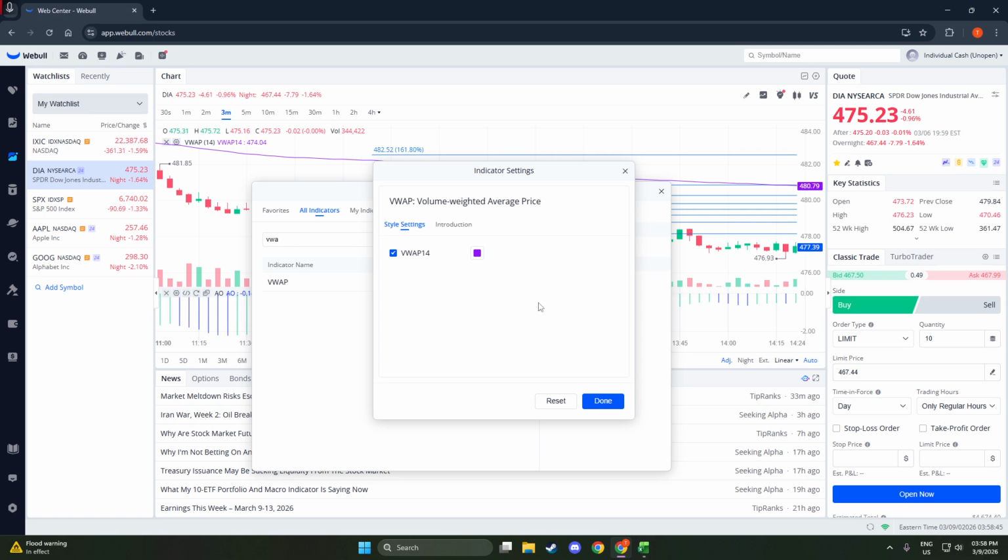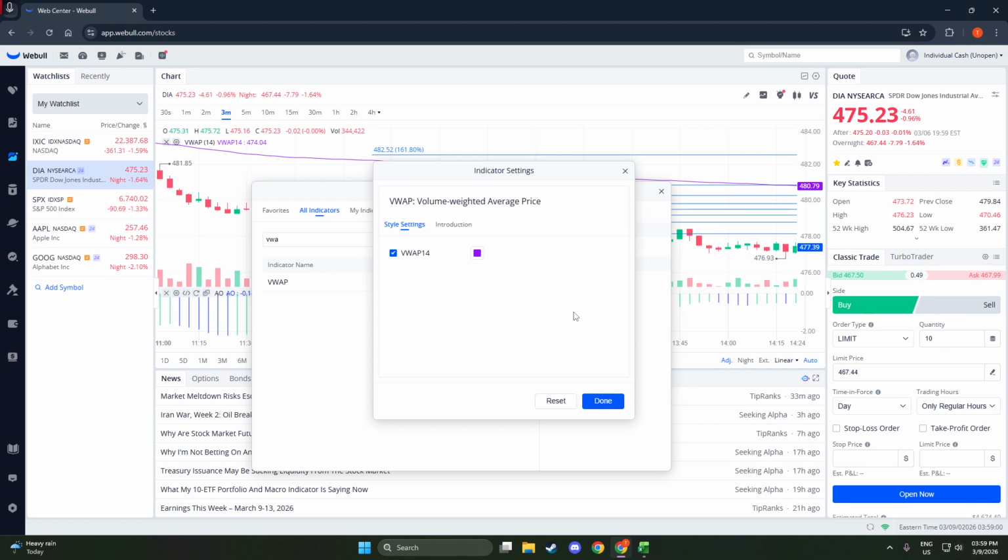Here's how to interpret what you're seeing. When price holds above VWAP, buyers have generally paid more than average, and the session bias is often bullish. When price sits below it, the bias leans bearish. Some traders look for pullbacks toward VWAP as potential support in an uptrend or resistance in a downtrend. Others use VWAP as a filter, taking trades only in the direction of price relative to the line.